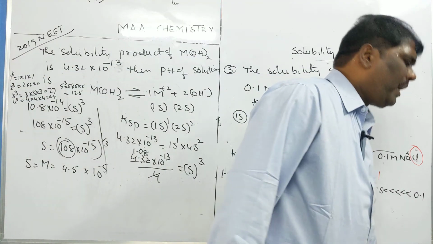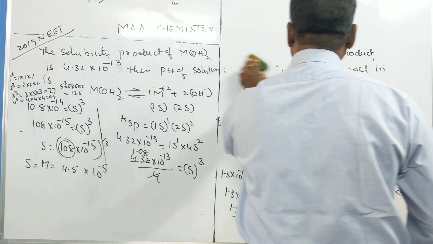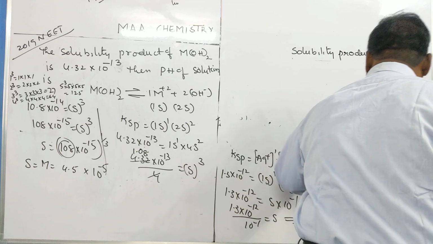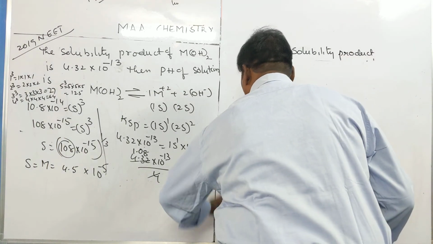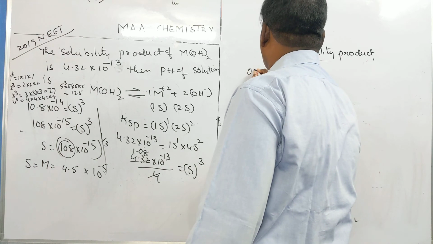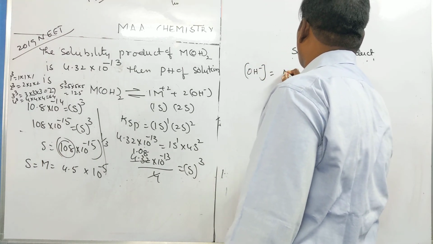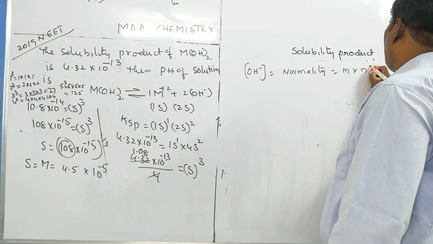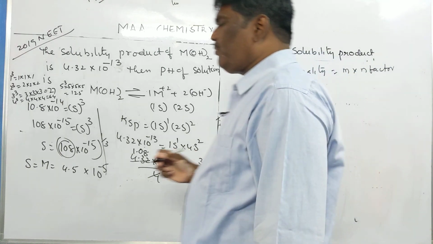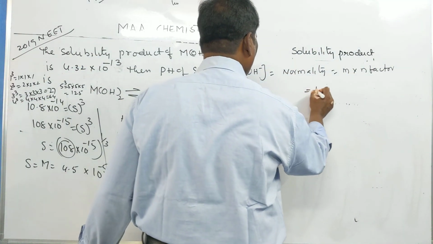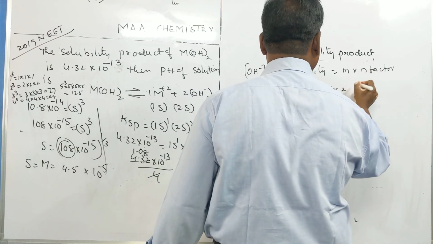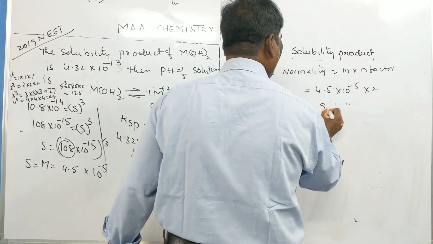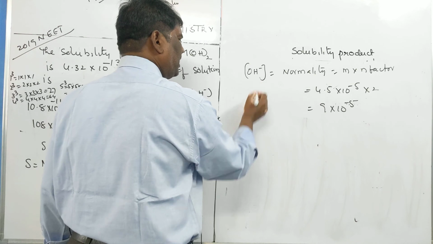Now I have to find out the pH. To find out pH, we should have the H plus ion concentration or OH minus ion concentration. Since given is OH minus twice, the concentration of OH minus is nothing but normality. Normality is nothing but molarity into N factor. So the molarity we got is 4.5 into 10 power minus 5 into N factor 2. 9 into 10 power minus 5 is the concentration of this one.